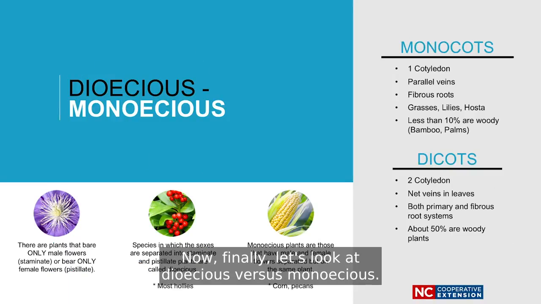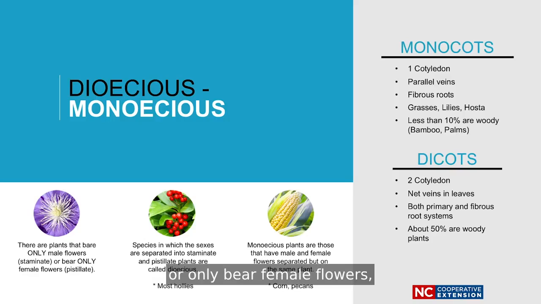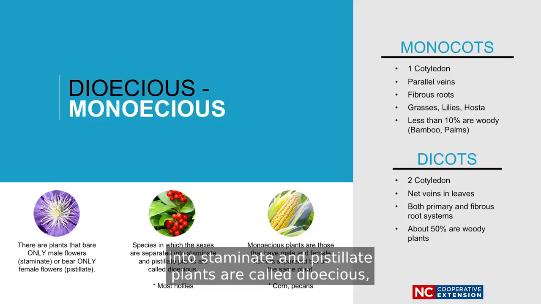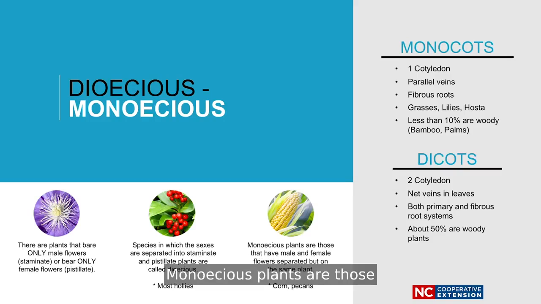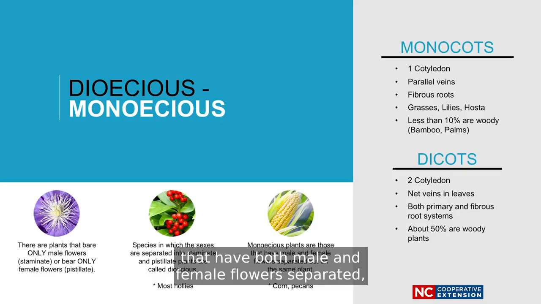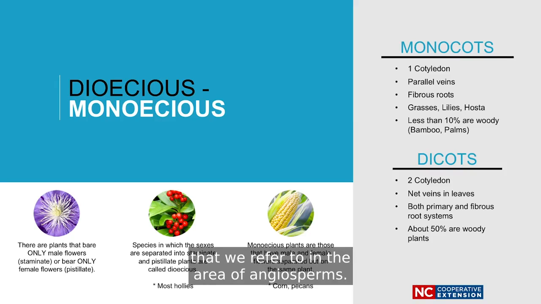Now finally, let's look at dioecious versus monoecious. There are certain plants that bear only male flowers, which are considered to be staminate, or only bear female flowers, referred to as being pistillate. Species in which the sexes are separated into staminate and pistillate plants are called dioecious, and most of our hollies are in that category. Monoecious plants are those that have both male and female flowers separated but on the same plant: corn, cones, begonias.